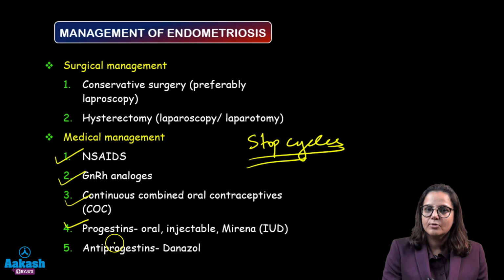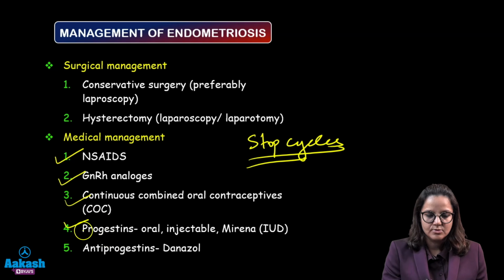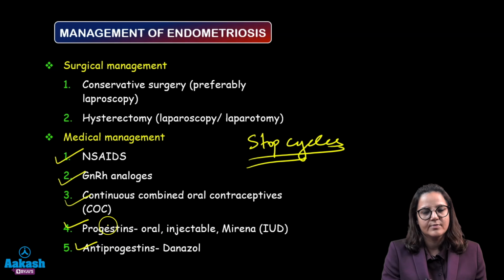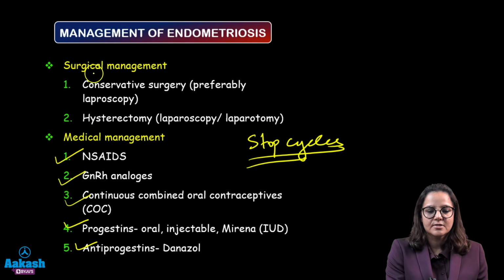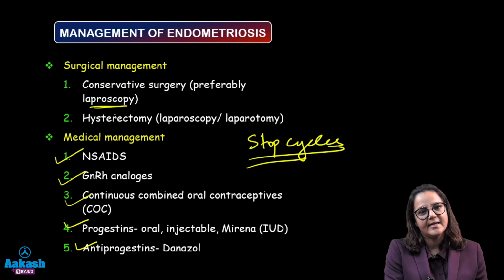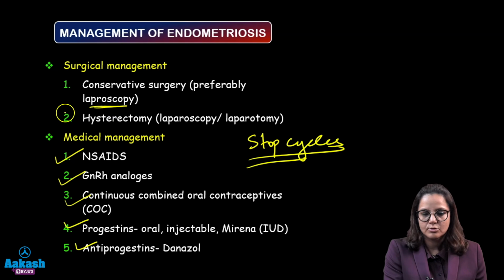Progesterone oral, injectable or Mirena, anything which is stopping her cycles. Antiprogesterone danazol can also be given. And what is the conservative surgery which is preferred? So laparoscopy is the gold standard. If the patient has very dense endometriosis, or if there is an endometriotic cyst, then laparoscopy is the gold standard. If a patient has completed her family, then she can also go along with hysterectomy.